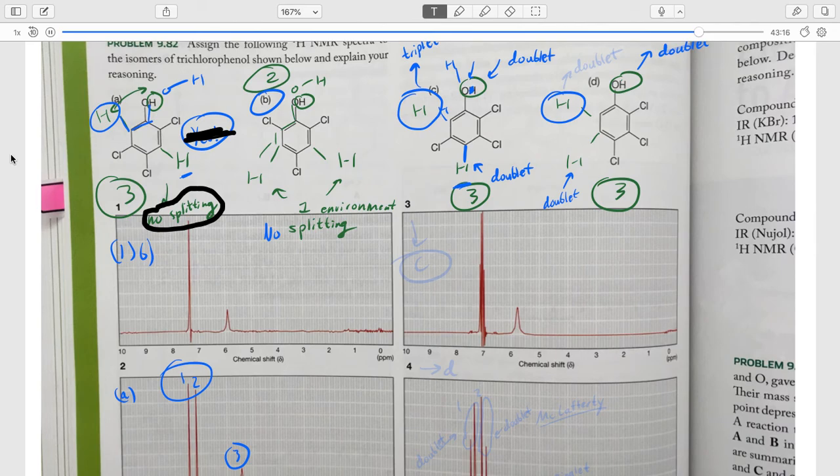Okay, let's look at 3. Actually, let's look at 4 because that looks a lot nicer. So 4 looks like, again, we have 3 environments. Oh, okay. Let's just finish this problem because we're almost there. Yeah, I get what you're saying.